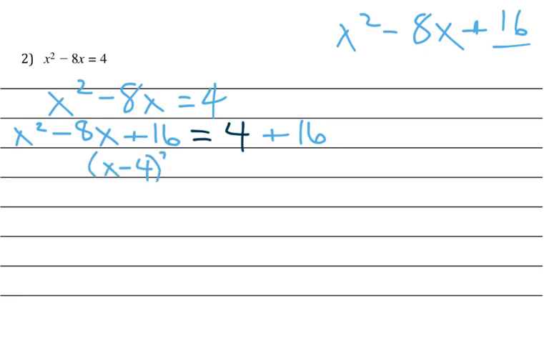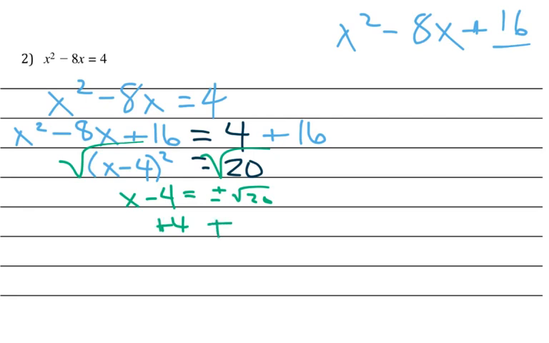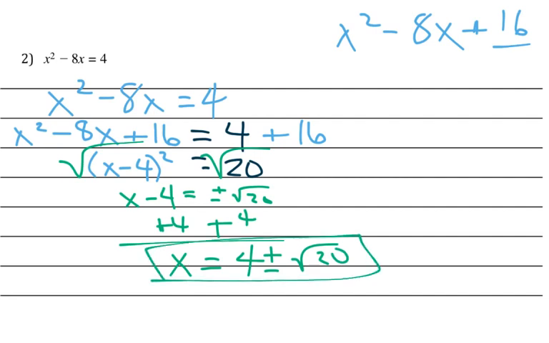Since I've written this in blue, I'm going to keep that consistent. Here's x minus 4 squared equals 4 plus 16, which would be 20. Now I can square root both sides, and I'll have x minus 4 is equal to positive or negative square root of 20. Add 4 to both sides, which gives me x is 4 plus or minus the square root of 20. Your decision again, you can either find an approximation of that or keep your answer like that.